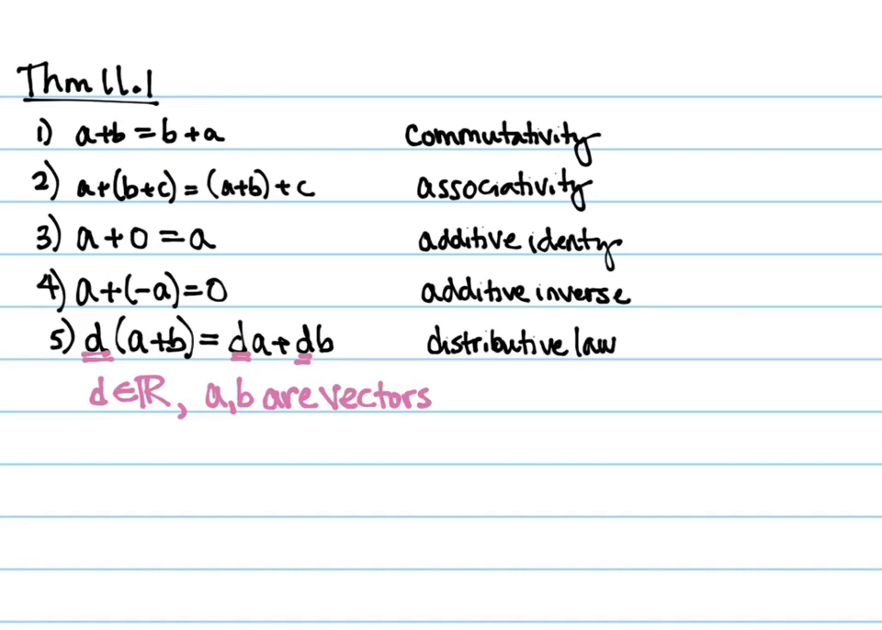And it works the same way. I'll write the other one in here. It's technically called number 6 here, but it works the same way if I had (A plus B) as vectors times D on the other side, right? So I have the ability to distribute in either direction. So it's just the distributive law again.